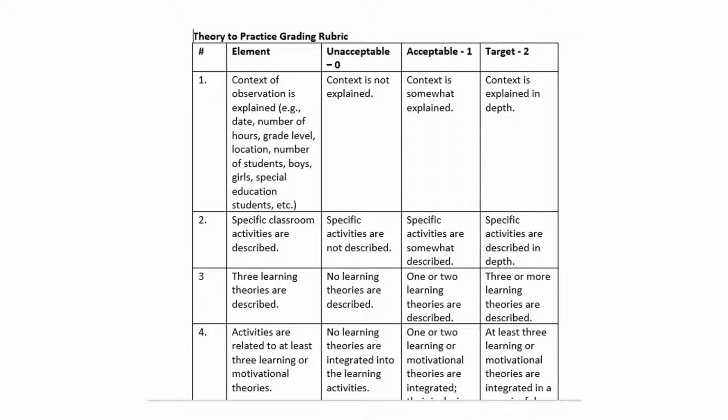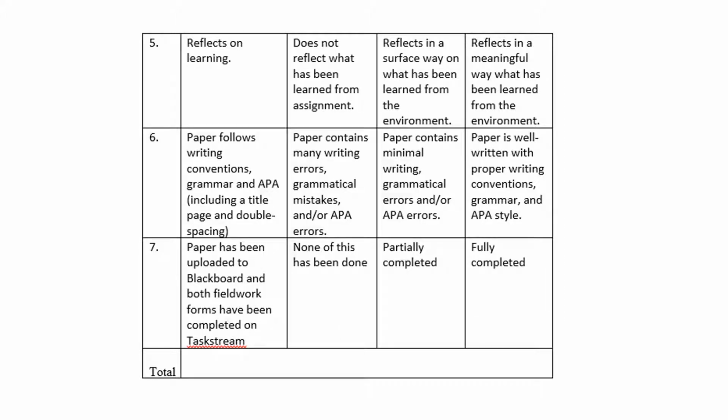The grading rubric is in the syllabus, so you can see number 1 talks about the context, number 2, the specific classroom activities. The 3 learning theories are described, so you need to show me that you understand what the learning theory states. 4, that activities are related to at least 3 of the theories. 5, how well does your paper reflect on learning? And 6, whether it follows proper writing conventions, your spelling, your grammar, your APA format.